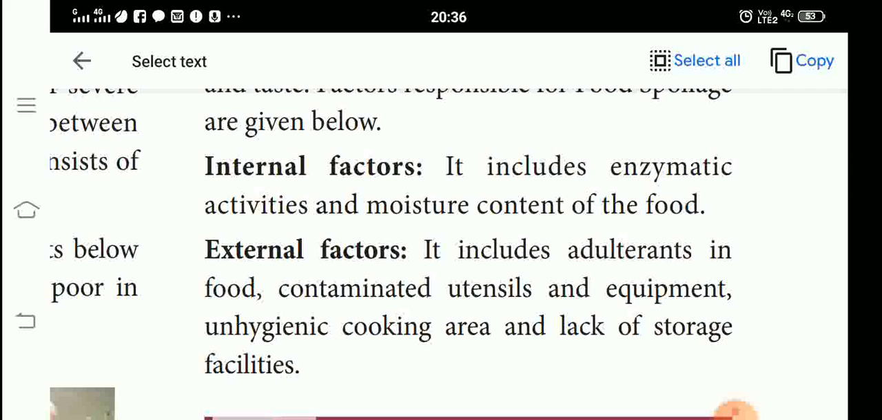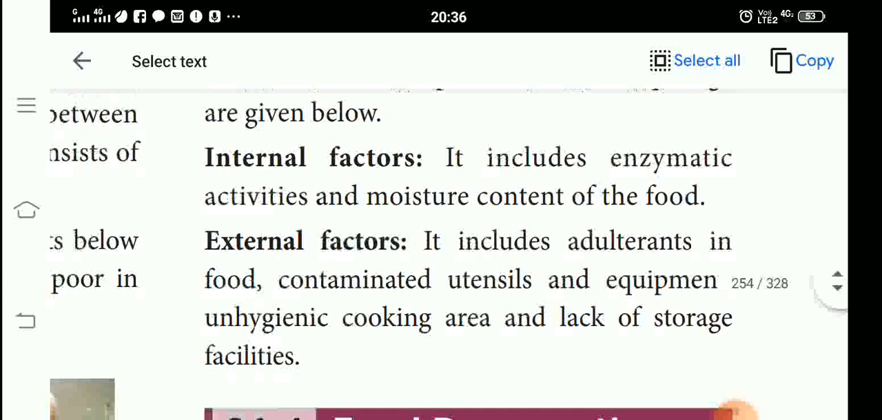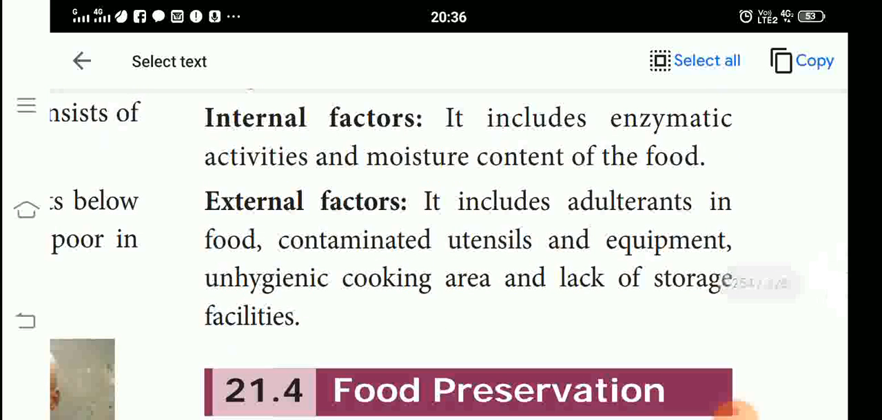In that, there are certain microorganisms which grow due to enzymatic activities. These are all the internal factors. That is, the factors present inside the food will spoil the food. Such factors are called internal factors. Then external factors. What are the external factors? It includes adulterants in the food.